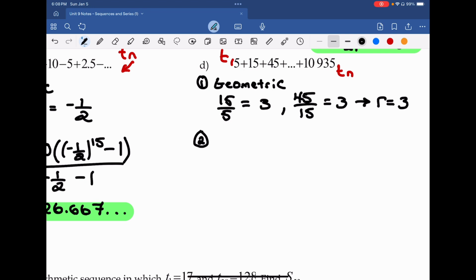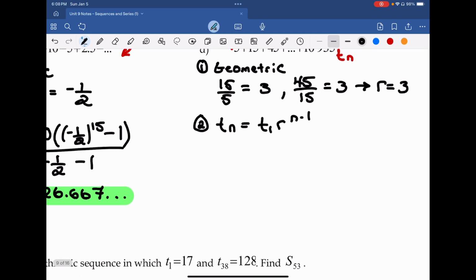Because we know it's geometric, we're going to copy down the following formula. Tn is equal to T1 times the common ratio to the power n minus 1. Now, n is clearly what we're looking for, but we do know what the Tn term is, which is 10,935.